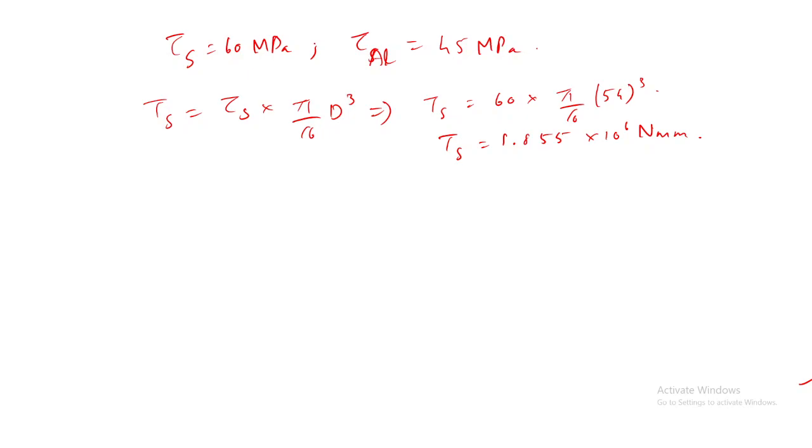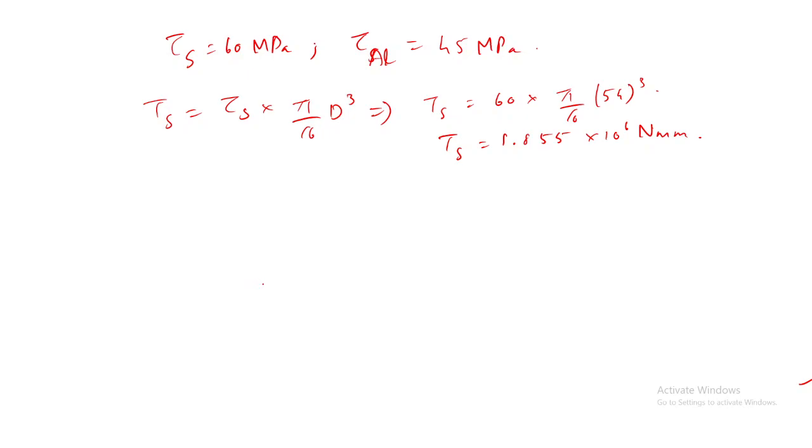Is this fine? Yes, sir. Everybody is getting this answer? And T aluminum is 2.251, 2.254. Please check your answer. No, sir. It should be 1.354 into 10 to the power 6.